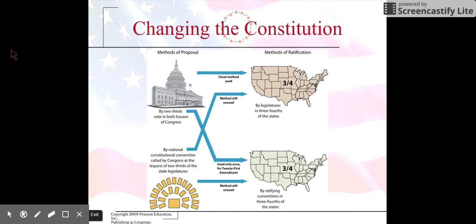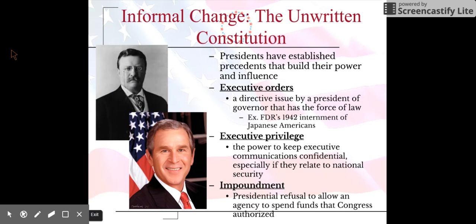All right. So let's finish talking about impoundment then, okay? So impoundment is not a power the president has anymore. Congress finally got smart and took it away from him. Did that in the 70s.